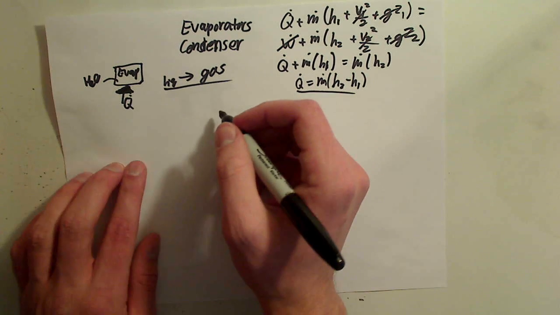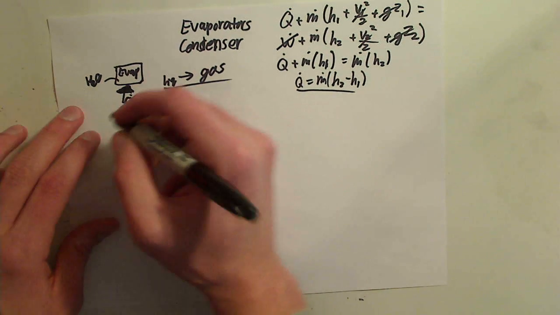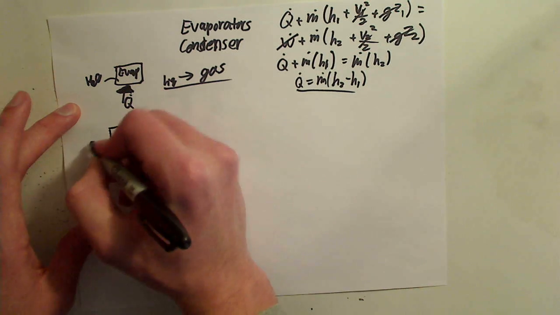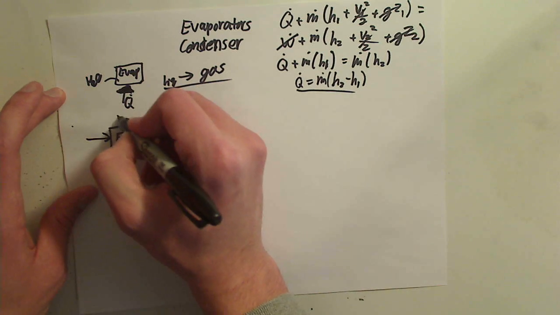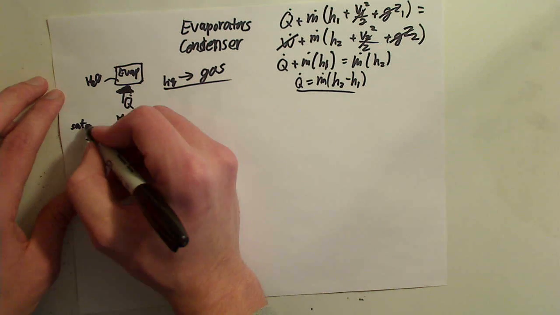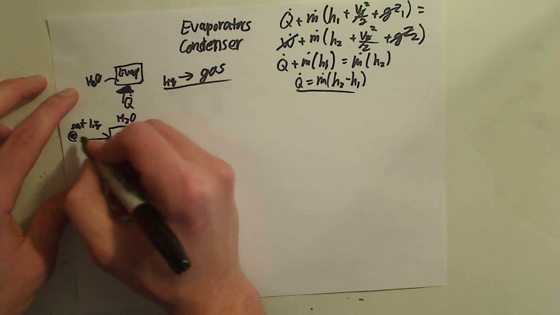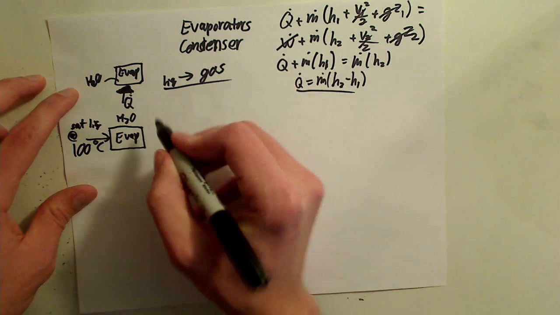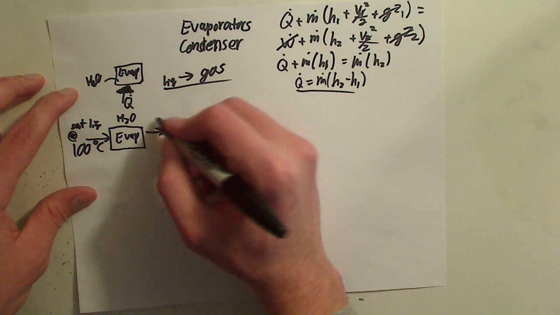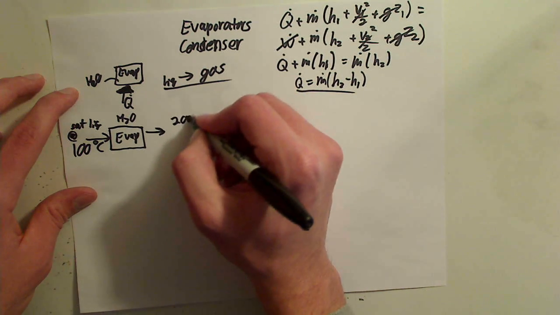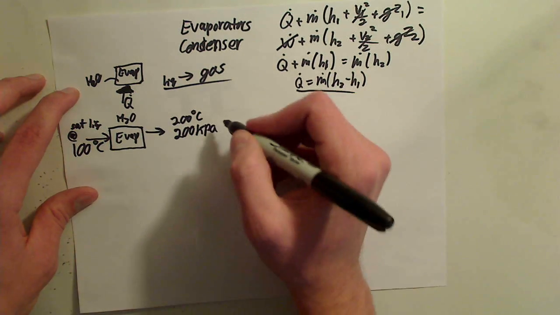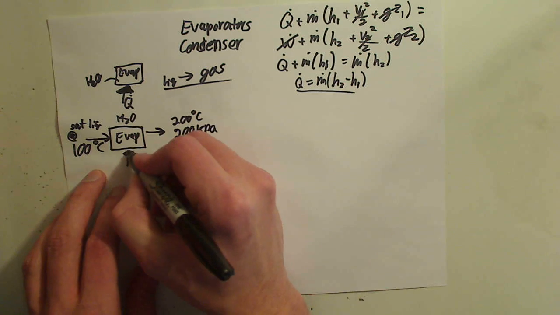Let's keep with H2O. So we have some evaporator, and on the inlet state we have H2O as a saturated liquid at 100 degrees Celsius, and coming out we know water is going to be at 200 degrees Celsius and 200 kilopascals. Now I want to know what's Q.